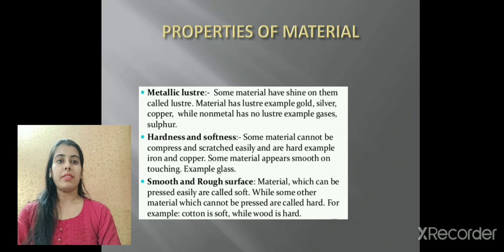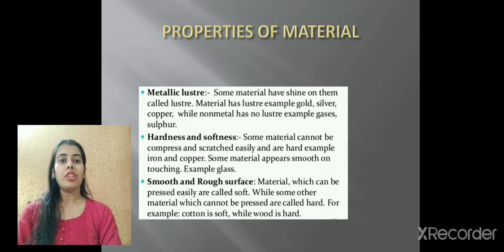First is metallic luster. Some materials have a very shiny appearance. So these are said to have a good luster, like gold, silver, copper, while non-metals don't have any luster, like gases, sulfur. Depending upon the hardness and softness, some materials could be compressed easily on touching, but others could not be. Some are very smooth to touch, some are very rough to touch. So that is the difference in their texture. If you touch a silk fabric, it is very smooth and lustrous. But if you touch a jute fabric, it is not. It is rough in texture.